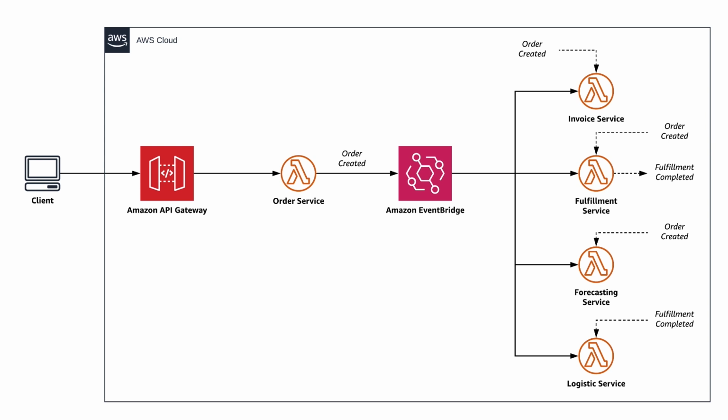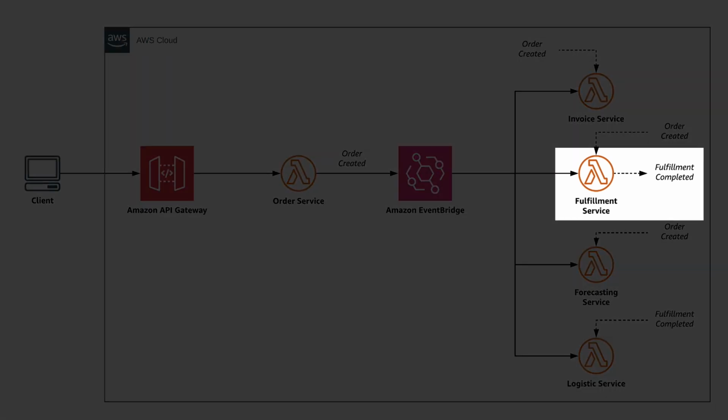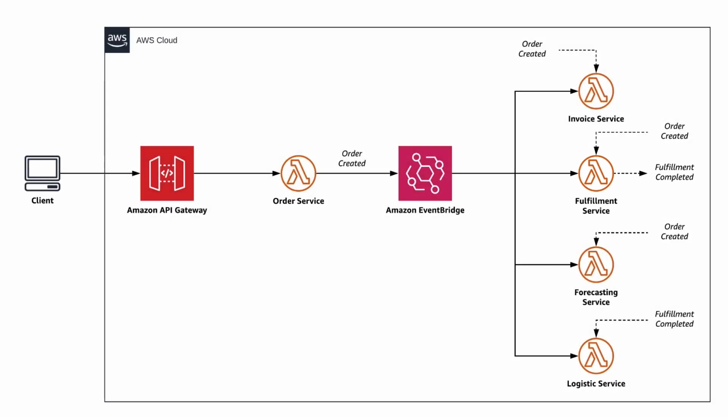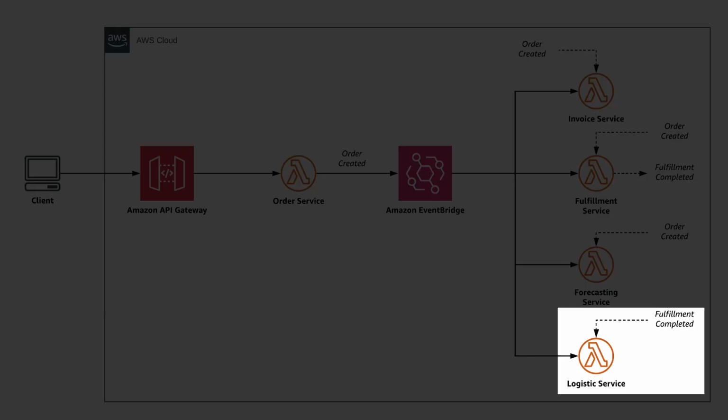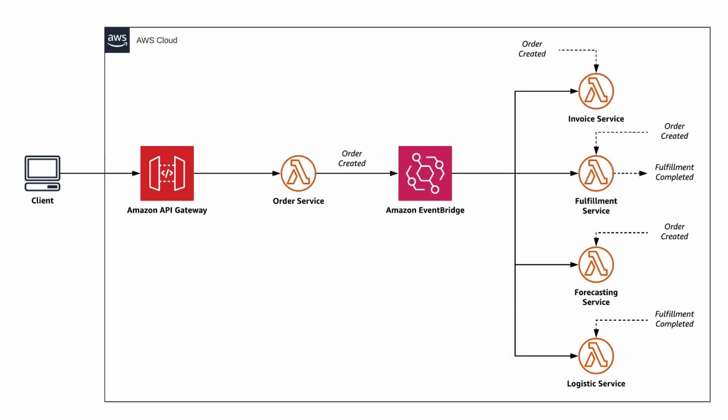Furthermore, a few of the services will publish their own event, and so EventBridge will handle and push the event to the target services as well. An additional event that we're going to create is fulfillment completed by fulfillment service, which will be consumed by logistics service. So the idea is to have a complete data flow whenever the system receives an order creation.